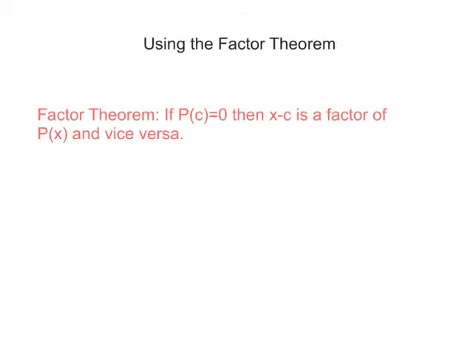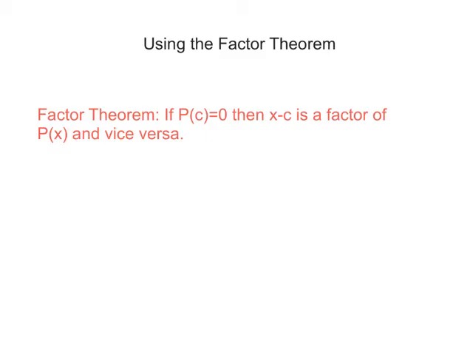The factor theorem states that if p of c is equal to 0, then x minus c is a factor of p of x and vice versa. So what that means is that the value of c is an actual 0 of your polynomial, and if we combine that with the remainder theorem, what we can add is: if you divide the polynomial p of x by x minus c and get 0 as a remainder, then x minus c is a factor of p of x. So we can use this to check factors, or to check binomials, to see if they are factors of a certain polynomial p of x.